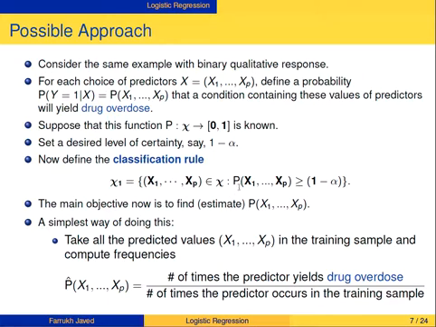And now the main objective is to find this quantity. We don't know what this will be. So the main objective is to find the estimated value of this whole function. And the simplest way of doing this is taking all the predicted values in the training sample and computing frequencies, right? So now you predict all the values and then count how many times it yields drug overdose, divided by the total number of training predictors in the training sample. Similarly, the number of times the predictor yields strokes, divided by the total number of predictors occurring in the training sample. So that's how we can calculate the probabilities associated with each of those two categories.